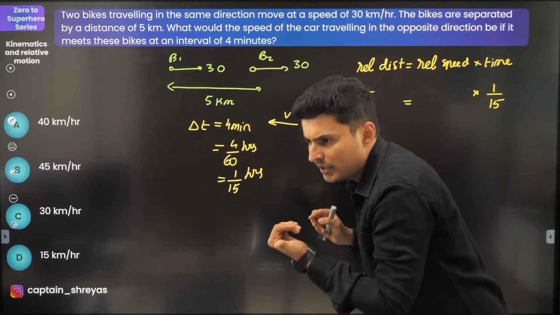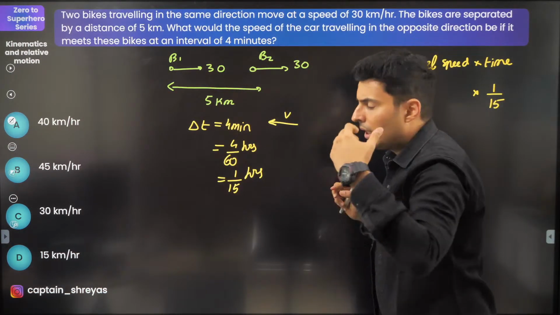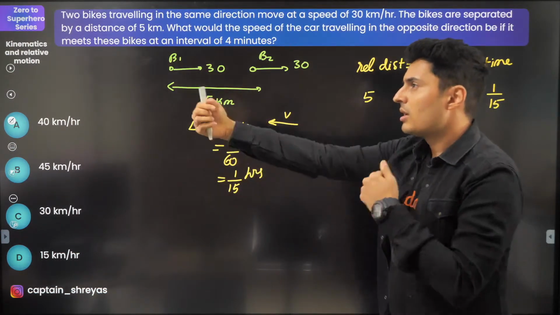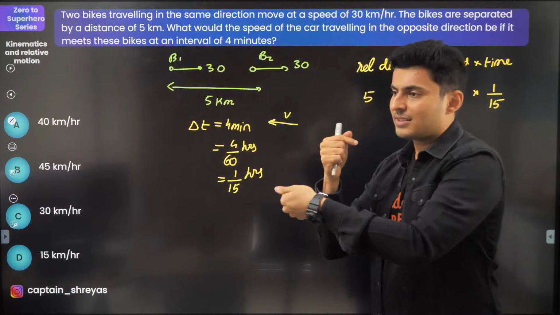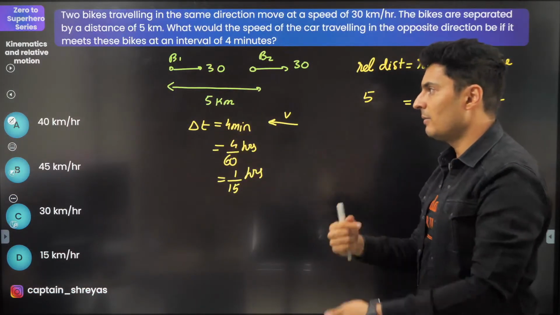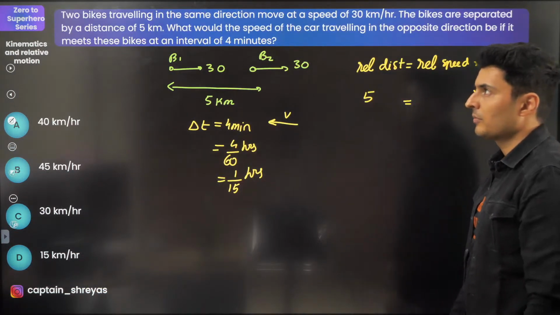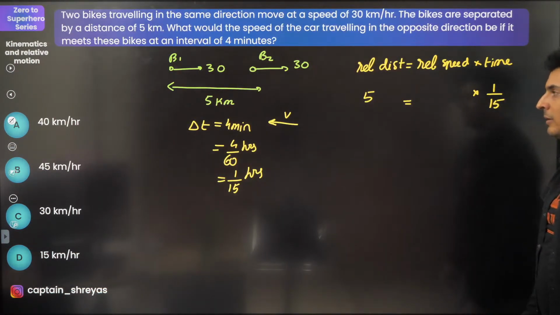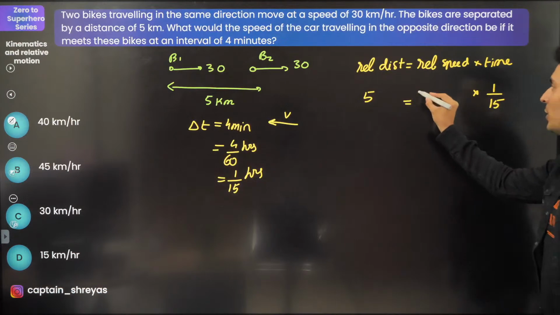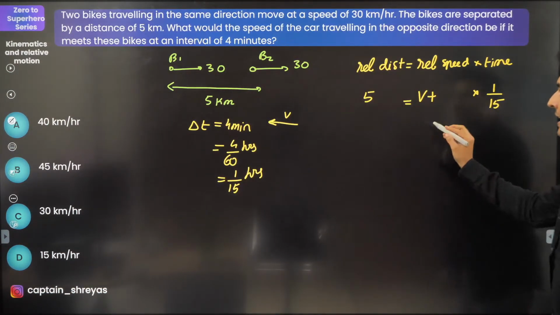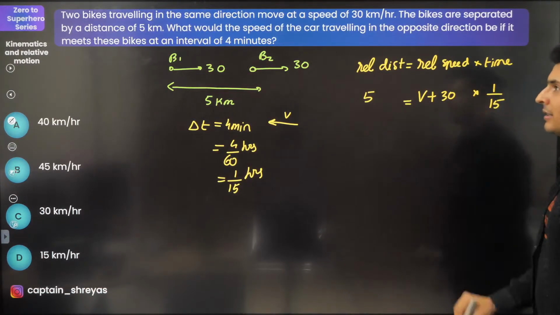Now, what you need to do? The next part is relative velocity. Car is going this way, bike is coming opposite. So what's the relative velocity? Come on, think about it. Obviously, it's going to be v plus 30.